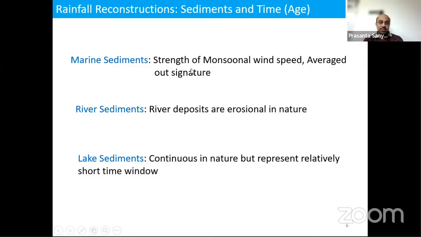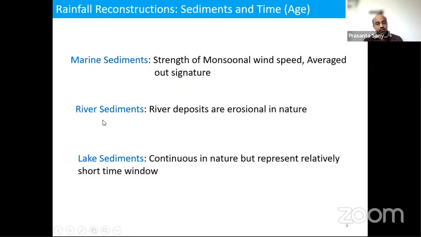Now, in most cases, in the ocean, it actually reflects the wind speed. You do not get the signature of the precipitation as such. Even if you consider the rivers, which transport sediments or organic matter into the ocean, as a proxy for rainfall, what happens is that you generally get an averaged out monsoonal rainfall signature. The second reservoir is the river sediments.